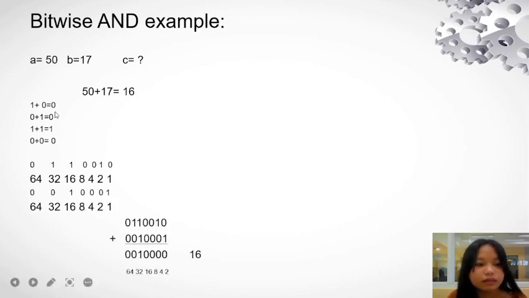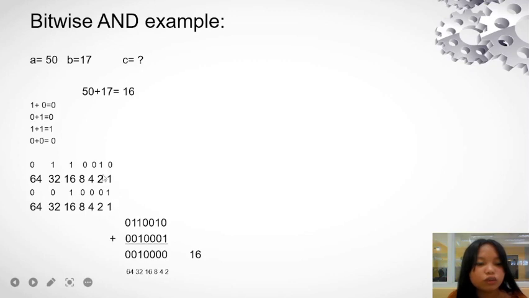So this is the binary. 1 and 0 equals 0, 0 and 1 equals 0, 1 and 1 equals 1, 0 and 0 equals 0. So this is the binary result of A equals 50: 0 1 1 0 0 1 0. And the second one is B equals 17. So this is the binary result: 0 0 1 0 0 0 1.